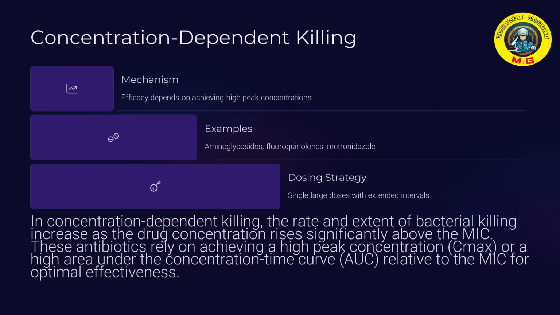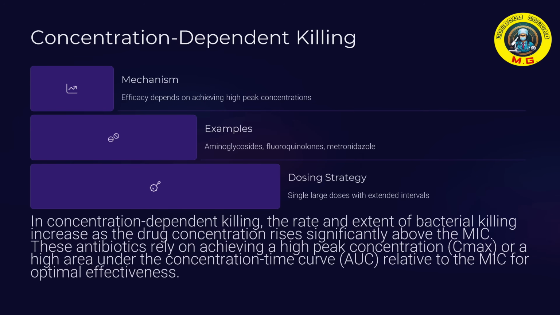Second example is fluoroquinolones like ciprofloxacin and levofloxacin. These inhibit the DNA gyrase and topoisomerase IV enzymes essential for bacterial DNA replication. Increasing the concentration of these drugs amplifies bacterial DNA damage and killing. Third example is metronidazole. This disrupts bacterial DNA by forming toxic reactive metabolites in anaerobic conditions. The higher the concentration, the greater the DNA damage and bacterial death.